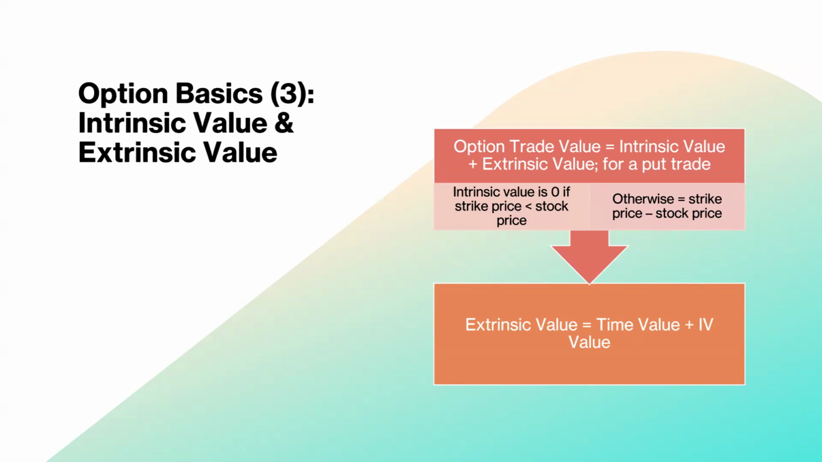Note that the exact way to calculate extrinsic value is quite complicated, and it involves a sophisticated physics model, the Black-Scholes-Merton model. I never tried to understand it. So if you do, let me know. For me, understanding the direction of the extrinsic value changes by different factors is good enough.